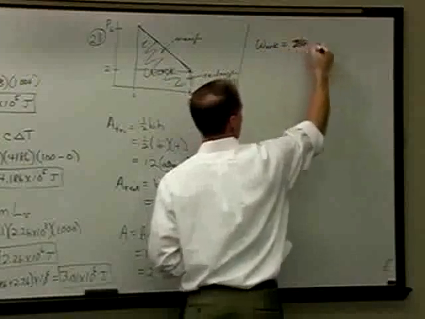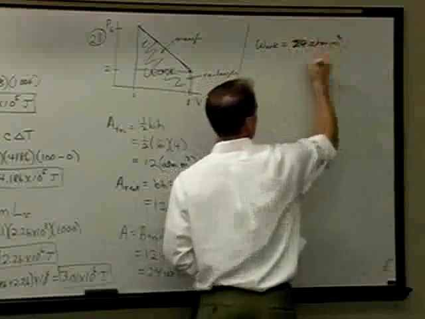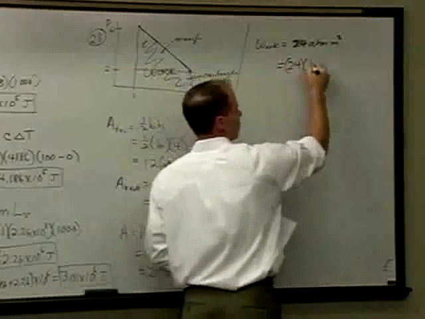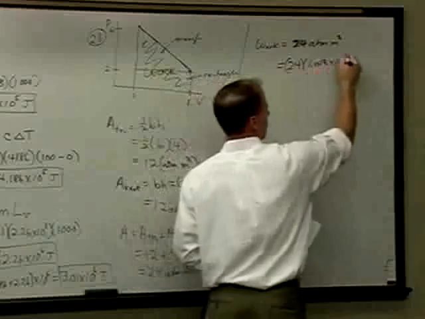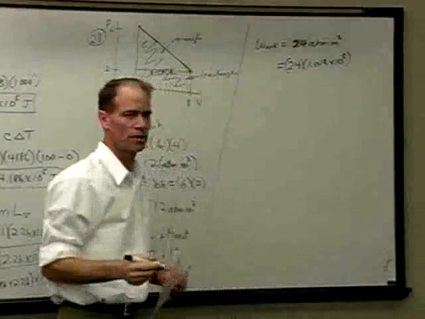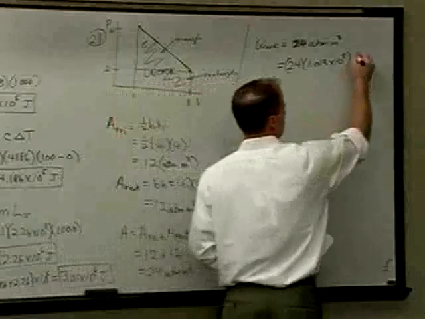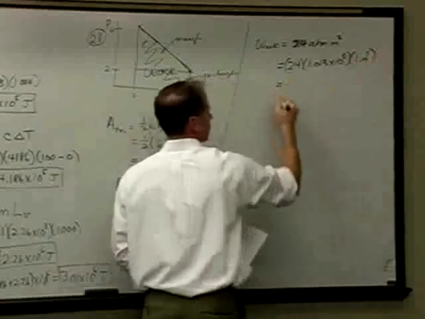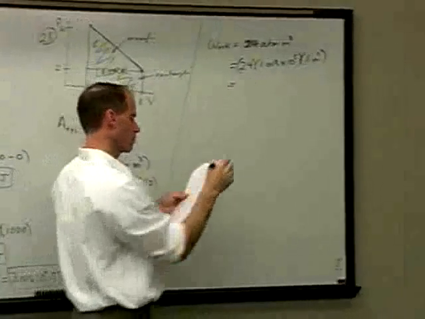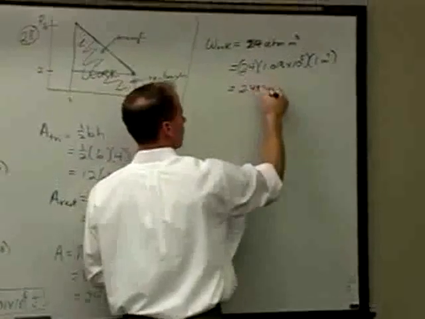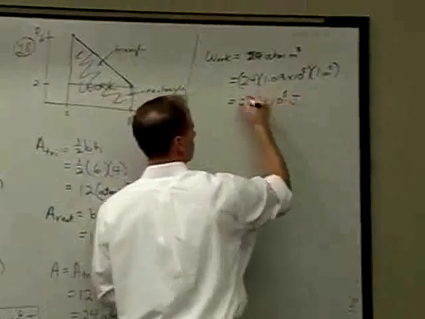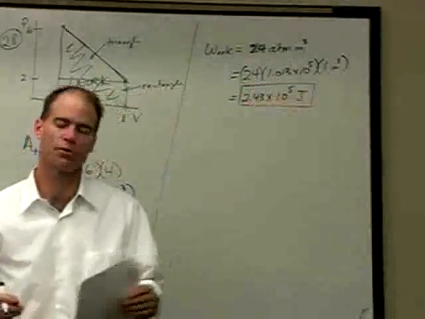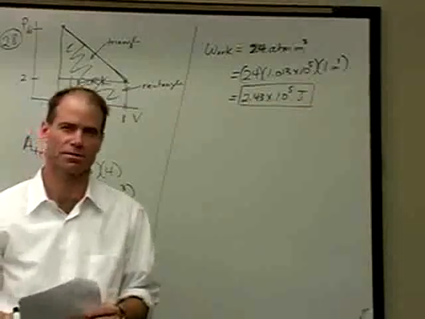24 atmospheres meters cubed, will be 24 times conversion of 1.013 times 10 to the 5 newtons per meter squared, that's 1 atmosphere, times meters cubed. So 24 times that gives us 2.43 times 10 to the 5 joules. So the work done by this gas will be 2.43 times 10 to the 5 joules.